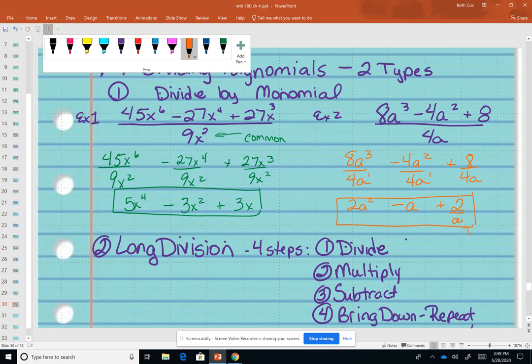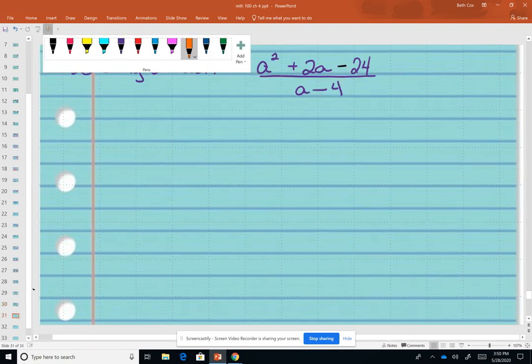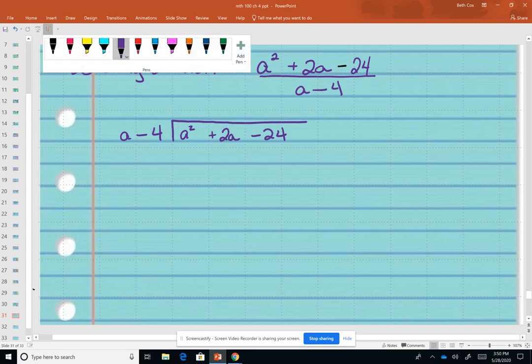All right. So here's our first example. We're going to do long division. And the first thing I'm going to do is rewrite the problem like we did long division. a to the 2nd plus 2a minus 24, a minus 4 on the outside. Okay. All right.